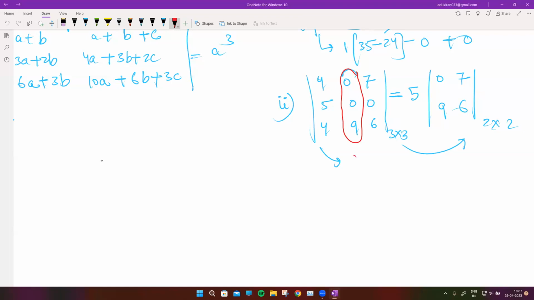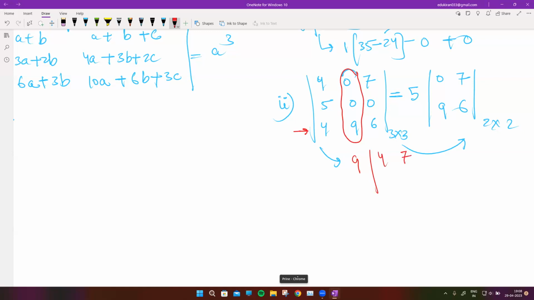Take that element, write it here, 9. Now delete the row to which 9 belongs. That means you have to delete the third row, right? And delete the column to which 9 belongs. Now, whatever is left, tell me that. 4, 7, 5, 4. No, sorry. 4, 7, yes, that was correct.